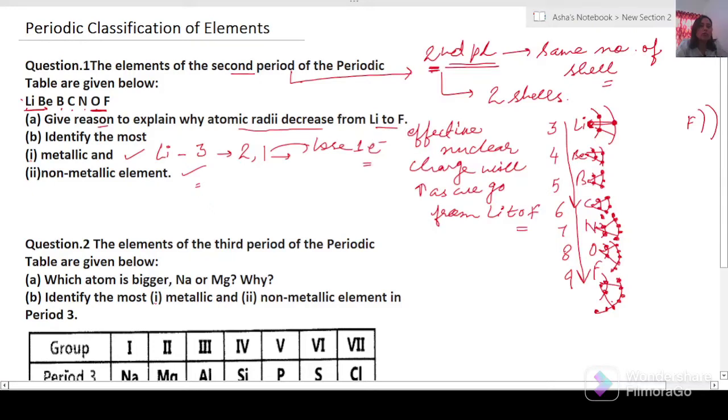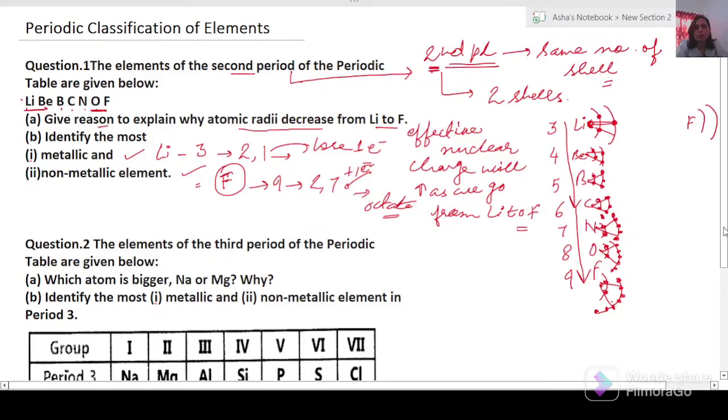Okay, so losing 1 is quite easy also, and that is why lithium is the most metallic element here. The most non-metallic element will be fluorine, because fluorine 9, its electronic configuration will be 2, 7. It is in need of only 1 electron to complete its octet. That one it can take from any other metal which is willingly ready to give, like lithium. So fluorine will be the most non-metallic element here.